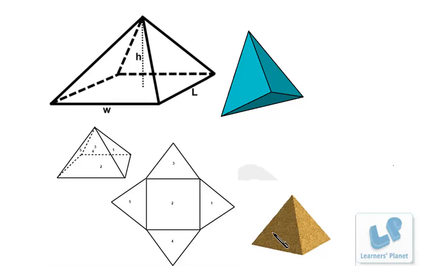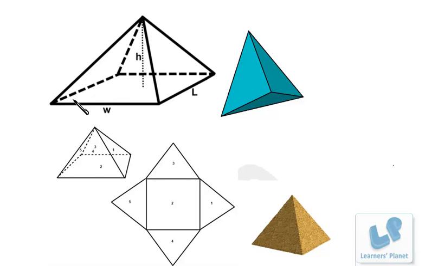This one has a rectangular base and the faces are triangular. This is a triangular pyramid. The base is a triangle and there are three faces. In this case, there are four faces. Okay. So let's calculate the total surface area in this case.